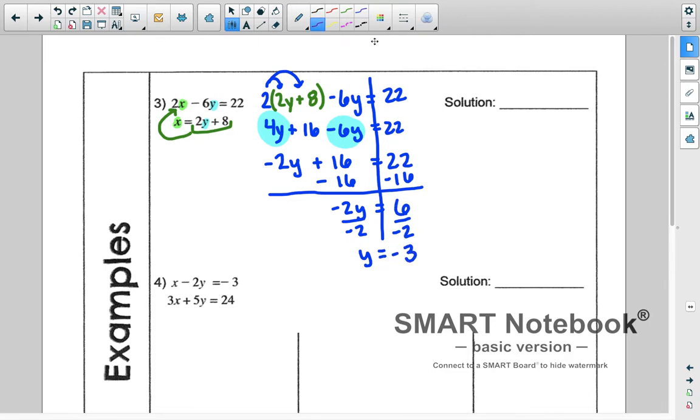So in our solution, remember our solution always goes x comma y. So now we know the y, so we know the second part is going to be negative 3. So now we need to find the x, and to find the x, we're going to take this negative 3 and plug it back into this original equation that we started with where it says x equals. So I'm going to have x equals 2, and that says y. So remember, we're going to use parentheses, and our y is this negative 3.